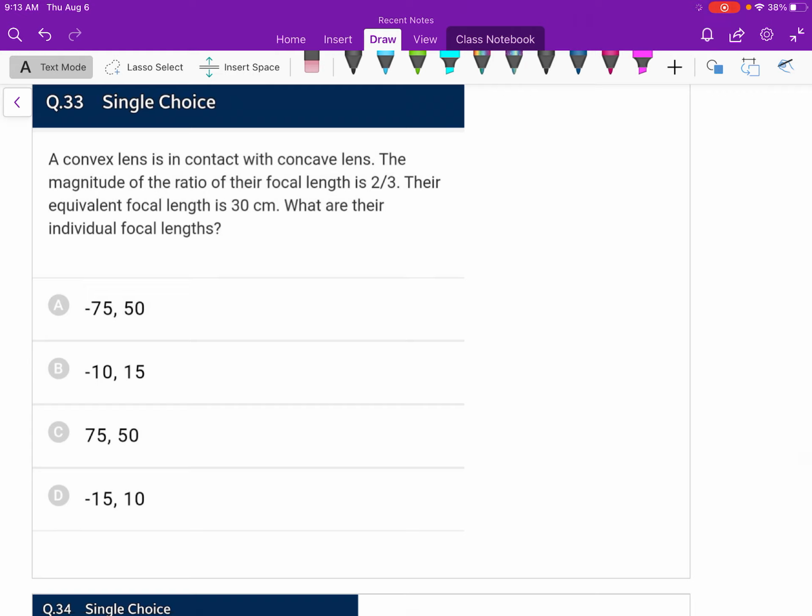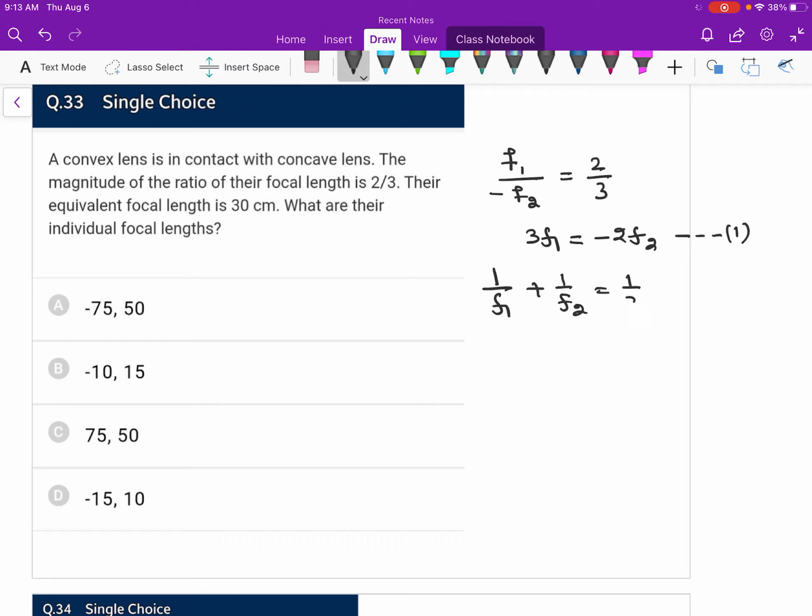Convex lens is in contact with concave lens, the magnitude of the ratio. So let's say convex lens has focal length f1 and concave lens has f2. So f1 magnitude is f1 only and f2 magnitude is minus f2 because f2 is negative. So this ratio is given 2 by 3. So we have equation 3f1 equals minus 2f2. This is the first equation. And second equation, 1 by f1 plus 1 upon f2 is equal to 1 upon 30.